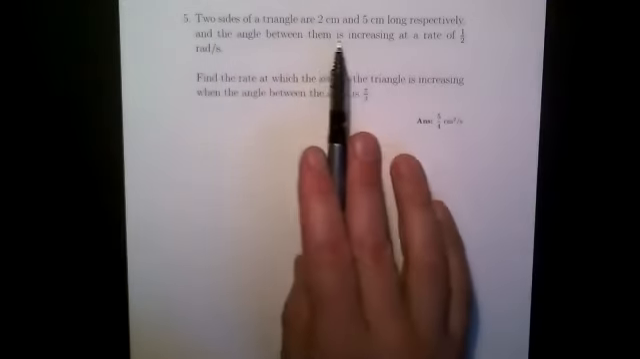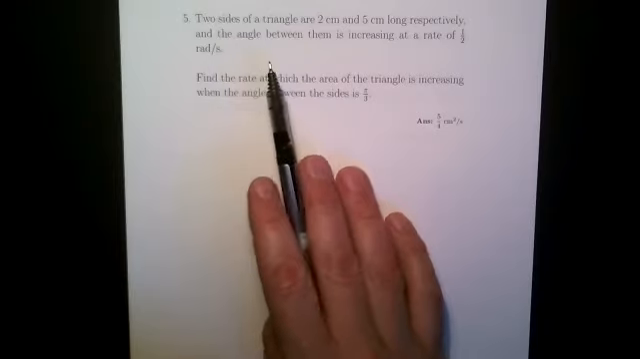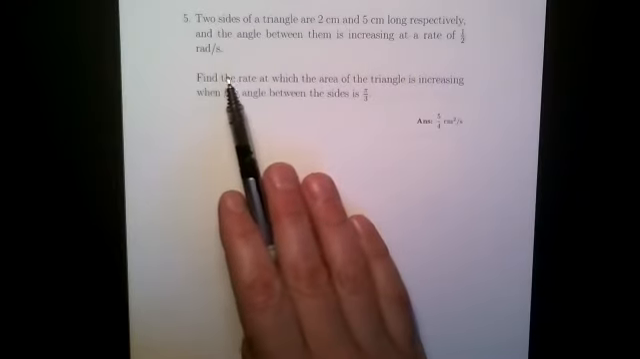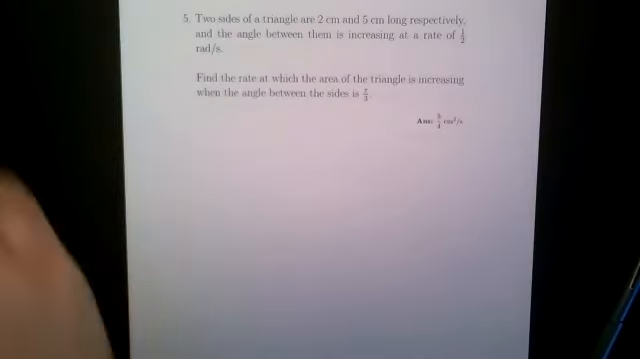All right, let's go. This is a related rates problem. Okay, so two sides of a triangle are 2 centimeters and 5 centimeters long respectively, and the angle between them is increasing at a rate of 1 half radian per second. So let me draw this.